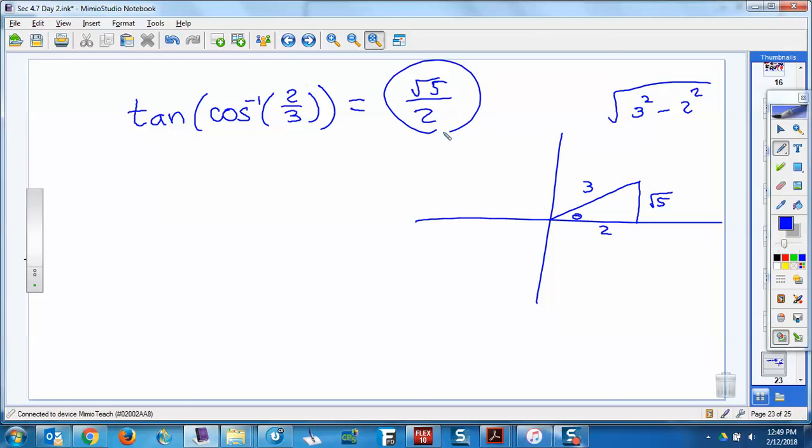Just like that. When you mix and match your trig functions and inverse trig functions, draw a triangle. This is why it's important to read it: the angle whose cosine is 2/3. So draw a triangle and make the cosine be 2/3. The tangent of that is going to be opposite over adjacent.